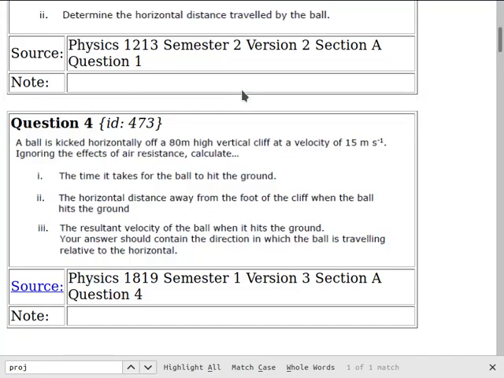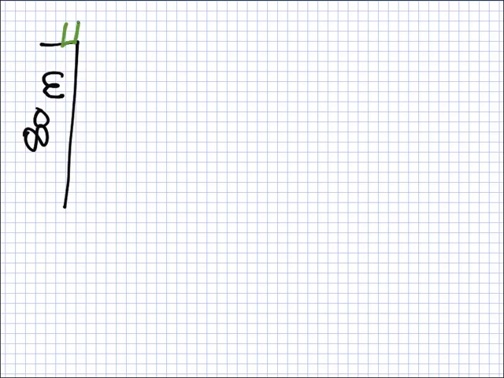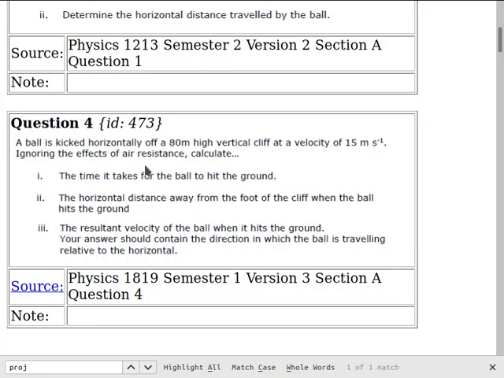Now, one of the questions I removed, if you did it, that's fine. It was the one where it's thrown vertically upwards in a straight line. I just changed it yesterday, so if you did it, it's fine. A ball is kicked horizontally off an 80-meter high cliff at a velocity of 15. So that's here. It goes off like that. And this is 15 meters per second. Calculate the time taken for the ball to hit the ground.